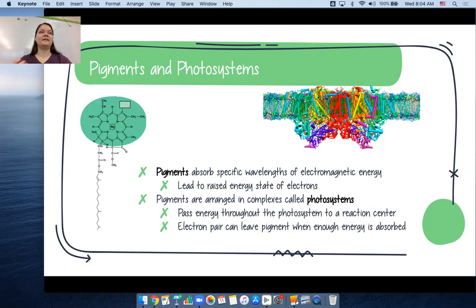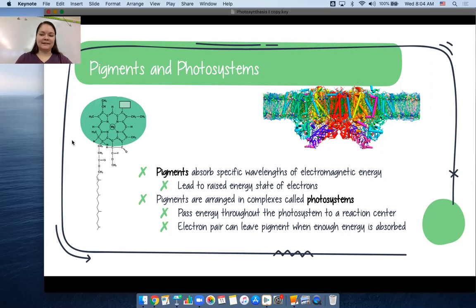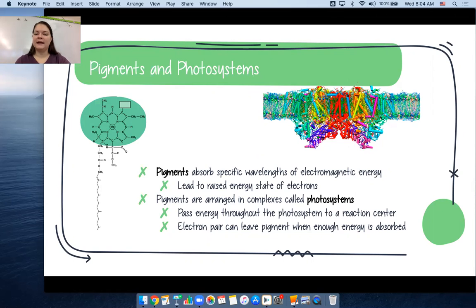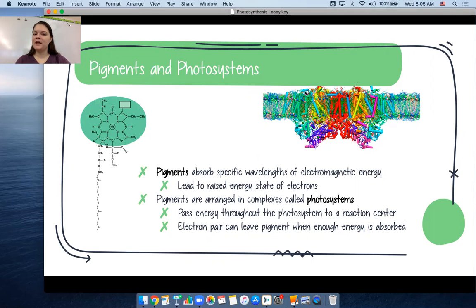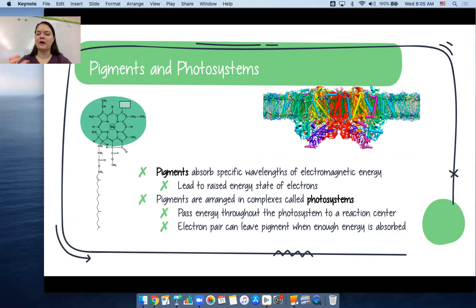And so if there's enough excitation, the electrons can actually leave the pigment molecule. But for most pigments, that is not the case. Instead, what we have are these big complexes called photosystems. There are two photosystems that we're going to be looking at in the plants for the light-dependent reactions. So here's a photosystem, and this has a ton of little chlorophyll and other accessory pigments that are all picking up certain wavelengths of light.